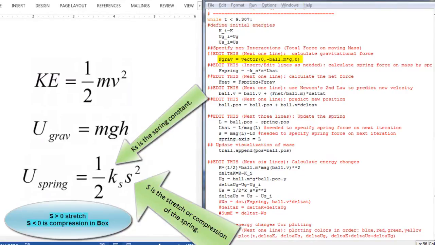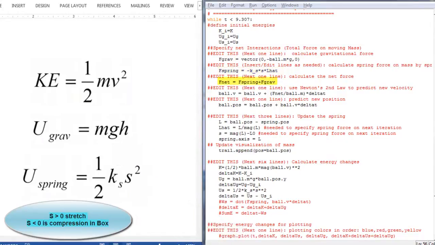Here's the gravitational force with mg in the negative y direction. F spring is just Hooke's law. F net is the sum of the gravitational force and the spring force. This F net value was used in Newton's second law, shown here, to predict the new velocity of the spring system. The position is then updated when the velocity changes at each time interval.